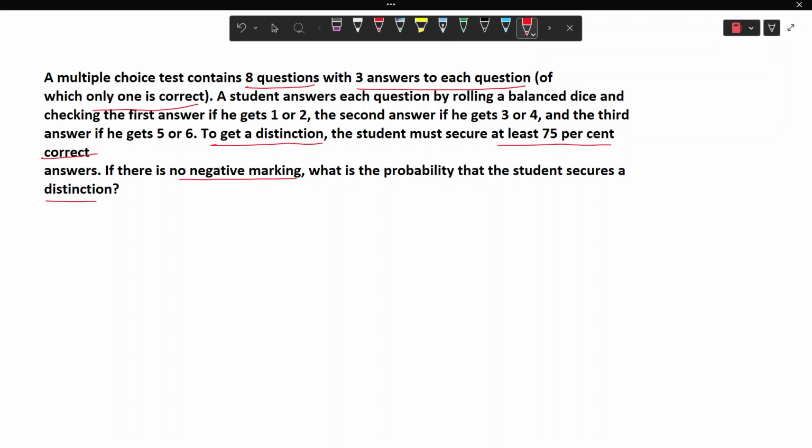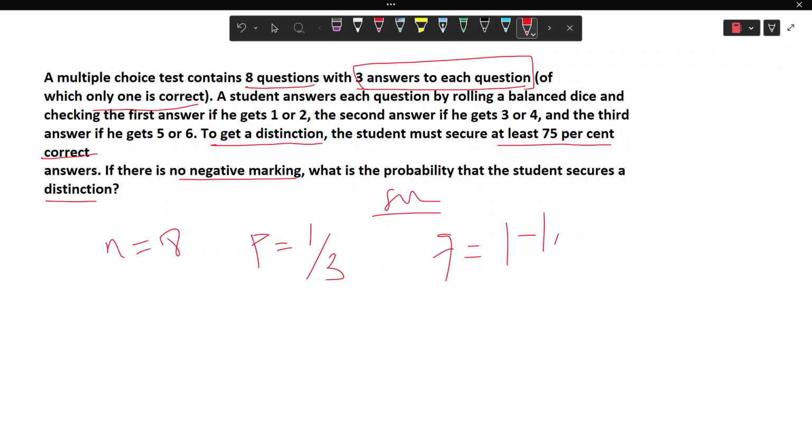Now let's identify our variables. So n is 8. Then probability of success, meaning that out of the 8 questions, you have one option being correct. And these options are 3. So probability of getting the answer correct out of the 3 options is 1 over 3. And probability of not getting is 1 minus 1 over 3, which is 2 over 3. Now, the question is asking what is the probability that a student secures a distinction? And to get distinction, out of the 8 questions, you must at least get 75% correct.